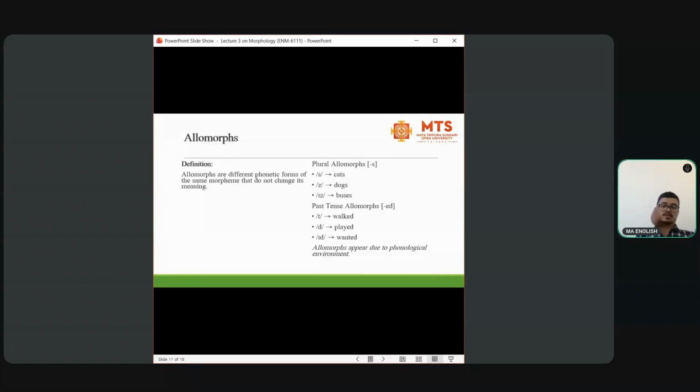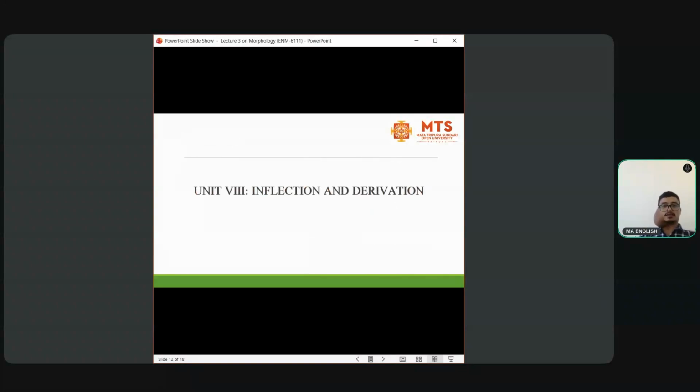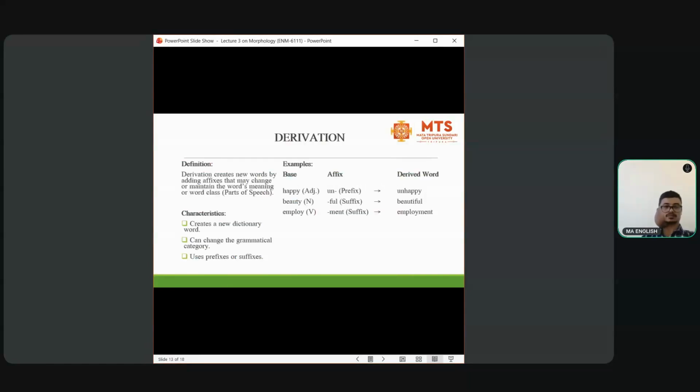Okay, so next is unit 8, inflection and derivation. Let's start with derivations. This unit focuses mainly on two major processes that modify words, right? So first we have derivations.